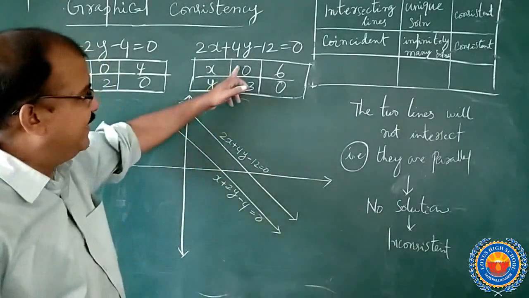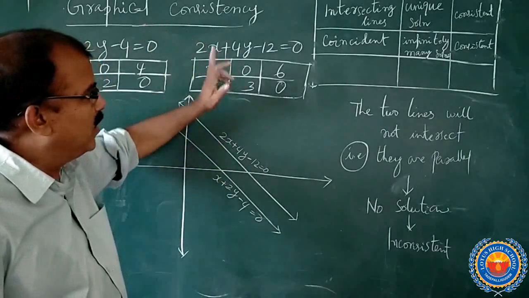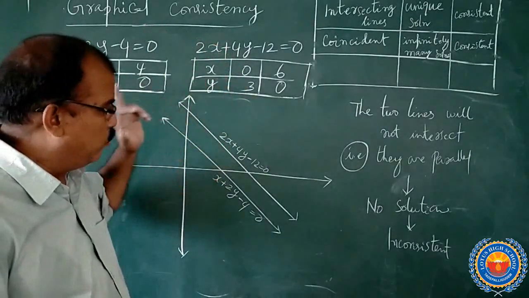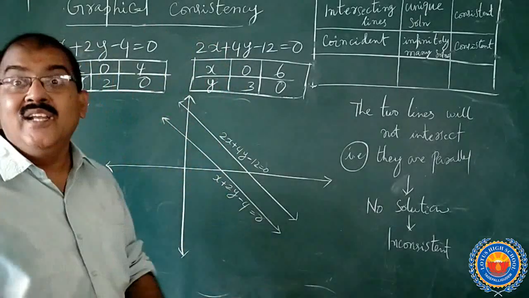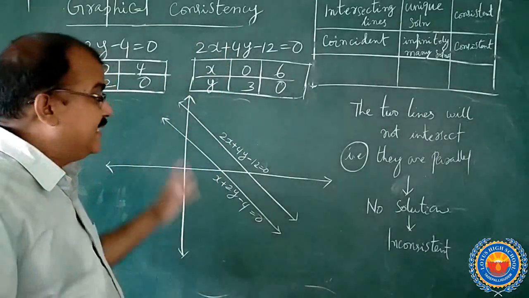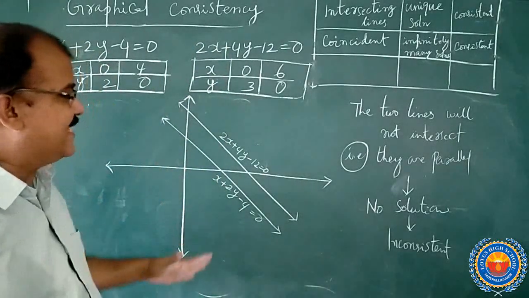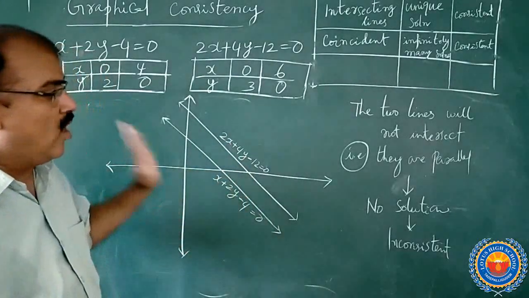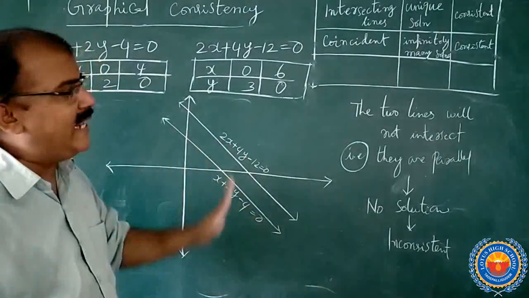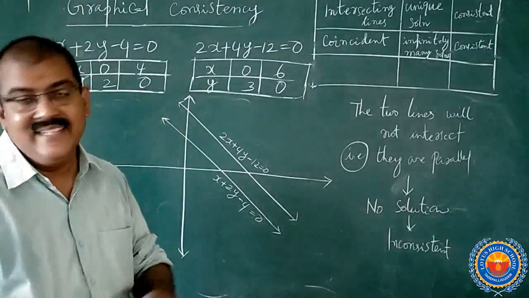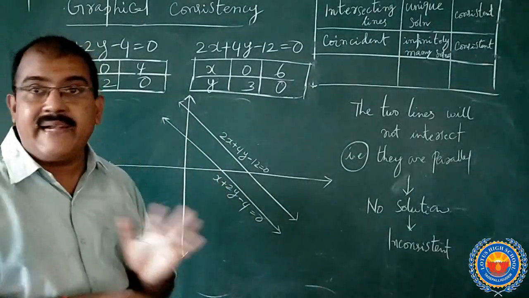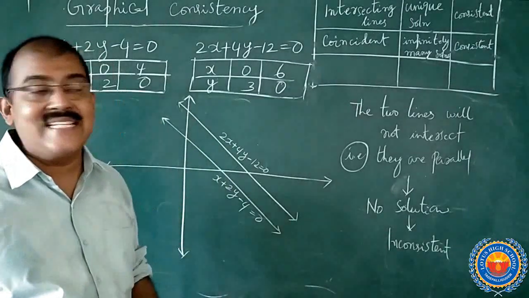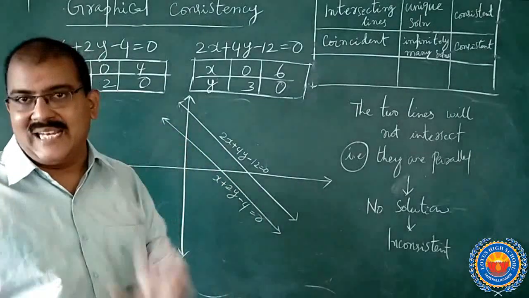Plot the points. These points belong to the second equation. Plot the points, join the points. You get one more straight line. Here the most important thing is those two lines do not intersect. Those two lines will not intersect, in the sense that those two are parallel lines.